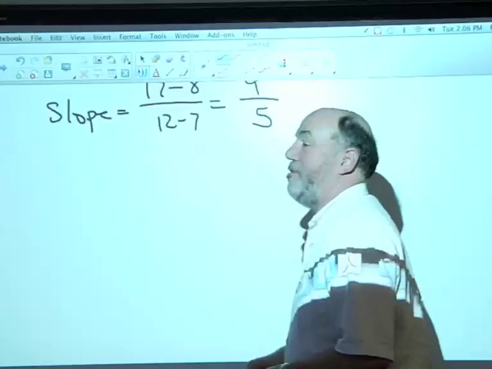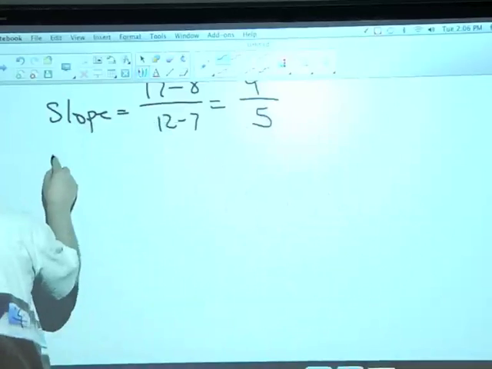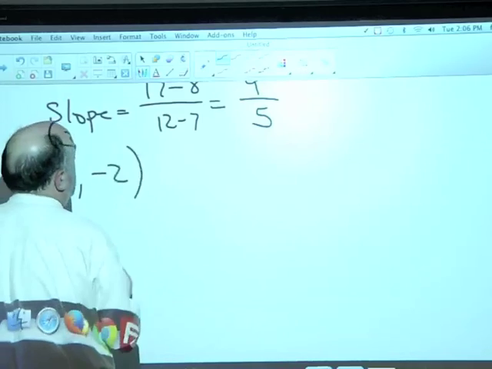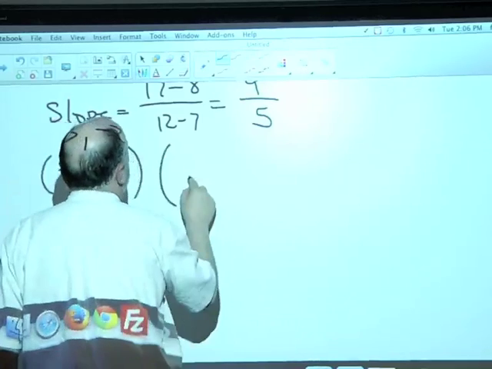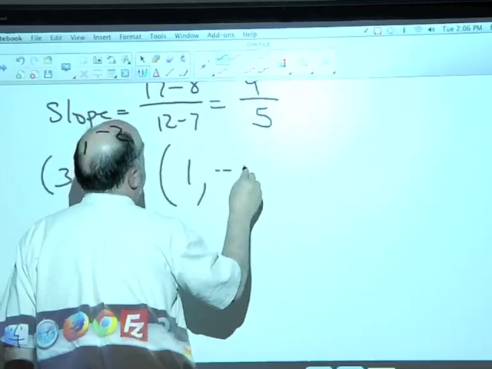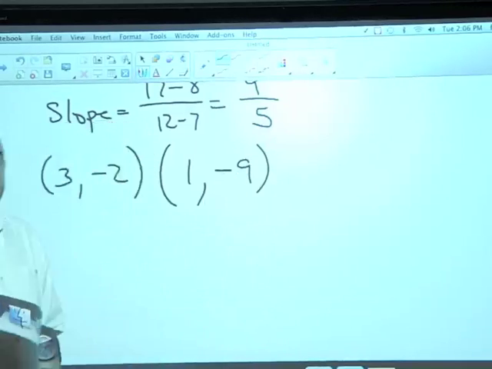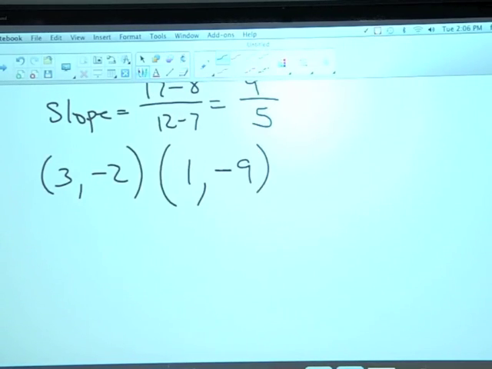So then, given this set of points, everybody take a moment and come up with the slope for that set of points.